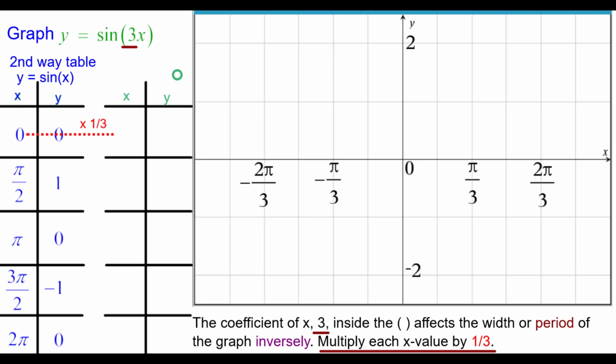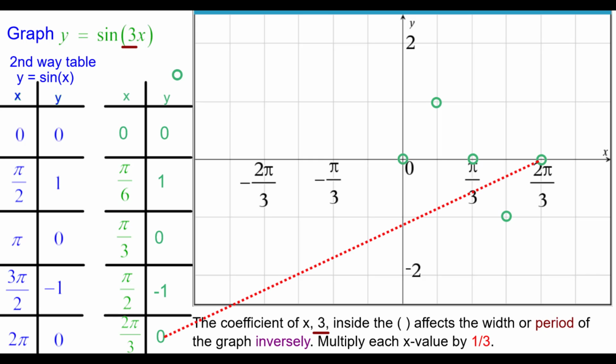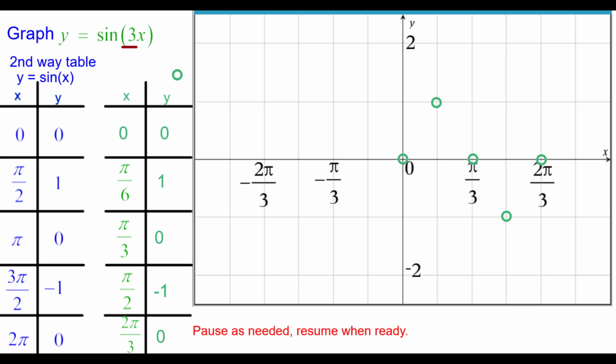So multiplying each x value by 1/3, 0 times 1/3 is 0. We're keeping the y values the same. They are not affected by this 3. So plot the origin. Pi over 2 times 1/3 is pi over 6, comma 1. Plot that point. Pi times 1/3 is pi over 3, comma 0. Plot that. 3 pi over 2 times 1/3 is pi over 2, comma negative 1. And 2 pi times 1/3 is 2 pi over 3, or 2/3 pi, comma 0. Pause as needed.